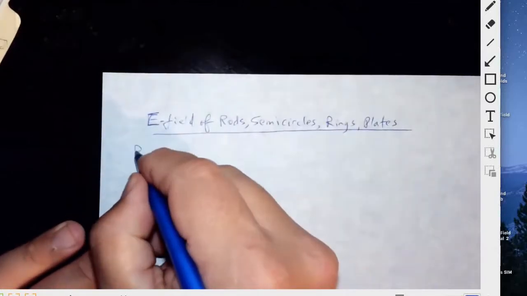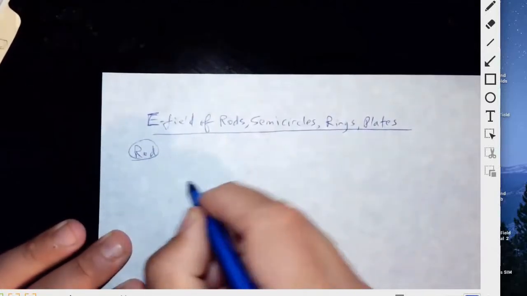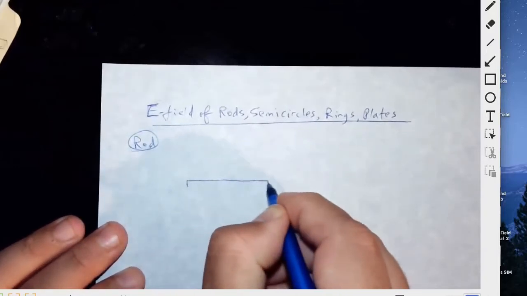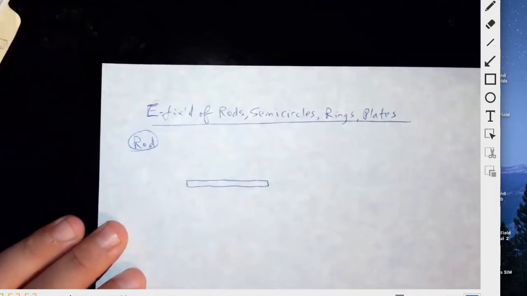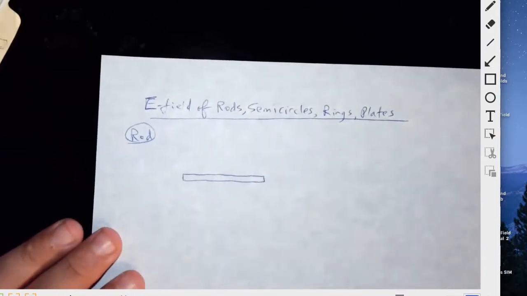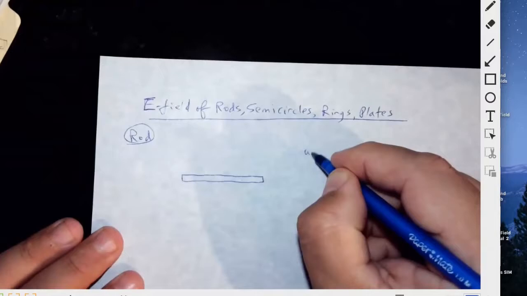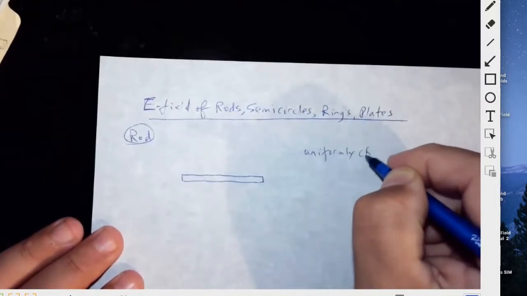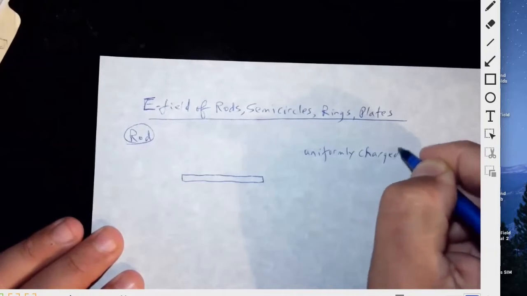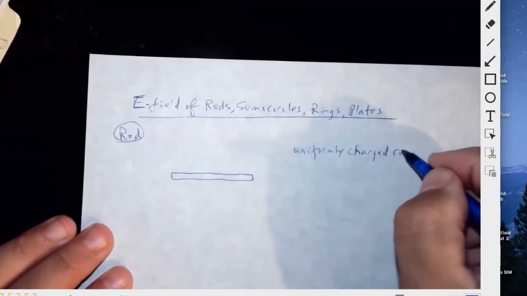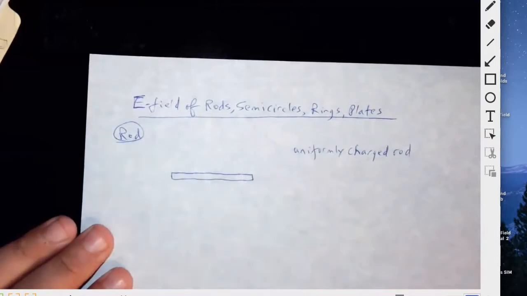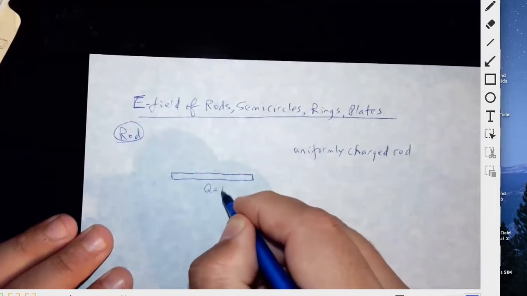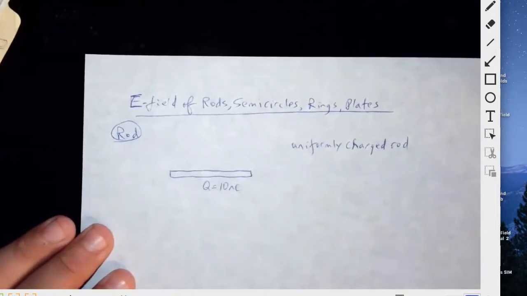A rod is defined as essentially a lengthened, elongated charge, right? So first we can do a uniformly charged rod. Let's say the charge of the rod is 10 nanocoulombs, right?